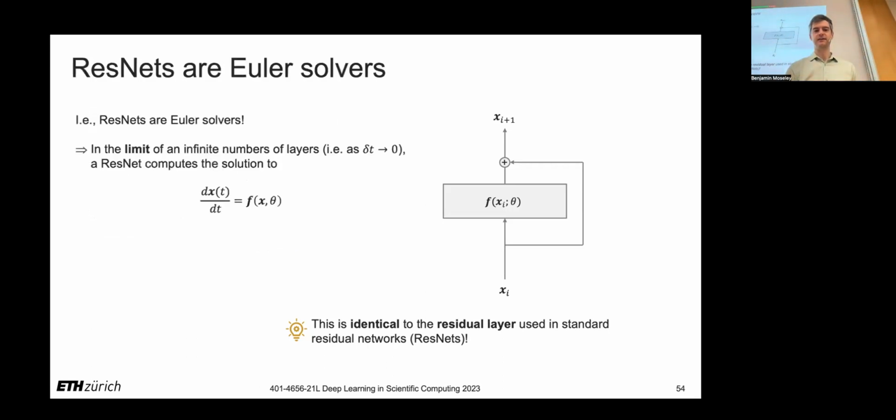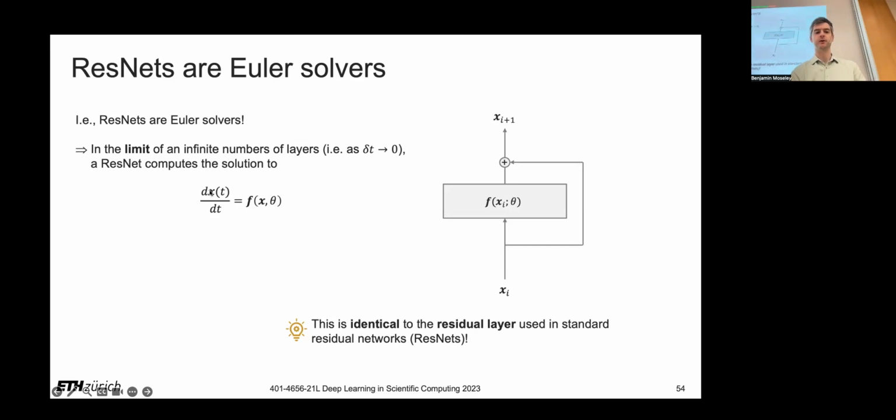So it should be really clear to you that the ResNet is an Euler solver. It's actually solving this differential equation. If you think of lots of these steps combined together, in fact, think of an infinite number of layers, like an infinite number of steps, that's equivalent to saying I'm taking the time step of my Euler solver to be smaller and smaller, and in the limit, the ResNet is truly computing the solution to this differential equation.